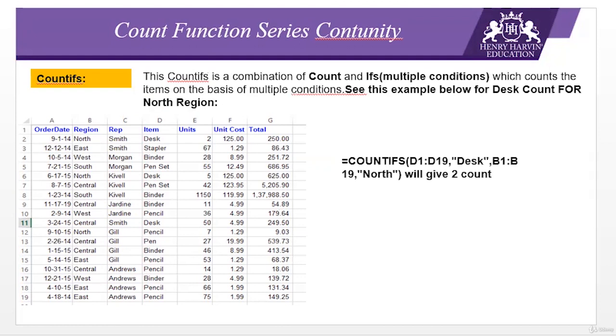Simultaneously, if you work on count ifs, understand that count ifs can accept multiple conditions. Over here we are asking, desk count for north region. Desk is found in the item column and region is found in the region column. So we are using 2 conditions, and it is giving 2 count. You can see desk for north region: desk and north are there. If you go a little down, you won't find the data. This is the small data set we have used to make you understand the entire scenario.